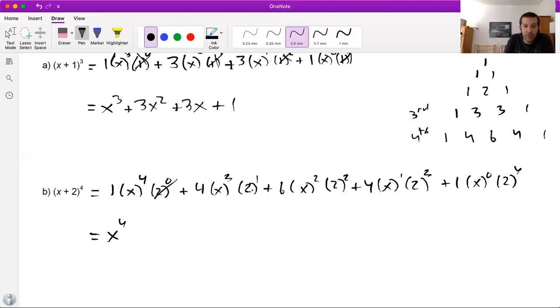4 times x cubed times 2 is 8x cubed. 6 times x cubed, this is really a 4, so it's 6 times 4. The coefficient is 24, and the power of x is x squared. This is 4 times 3, sorry, 4 times 8, 4 times 2 to the 3rd. 4 times 8 is 32, and that's x to the 1st, so just x. And then the last one is 1, and 2 to the 4th is 16.